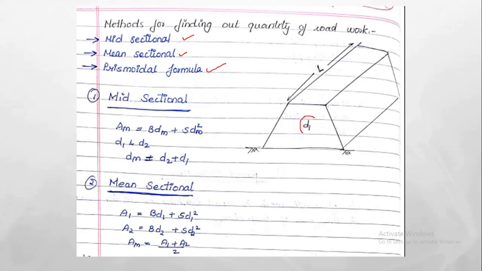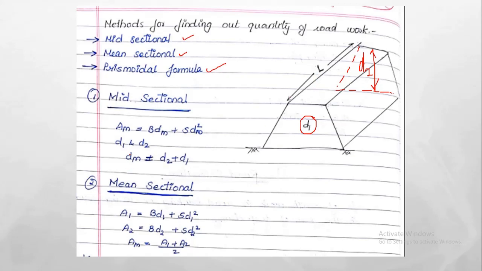This is D1, and D2 will be at the back. There will be a similar section here. So this will be the height of D2. It need not be the same. It will be different sometimes.